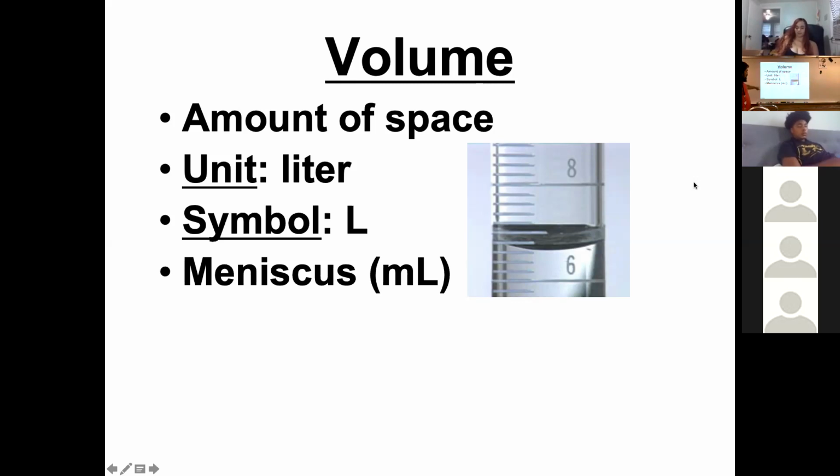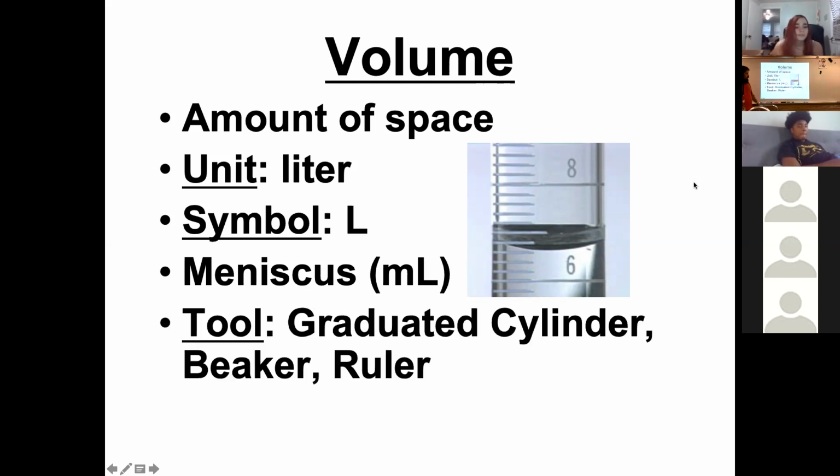Now, what's important is we're often going to use something called a meniscus to measure milliliters. This tool over here is a graduated cylinder. We can use something called a beaker tube. You could use a ruler if we're measuring size. But for a liquid, this graduated cylinder works well.